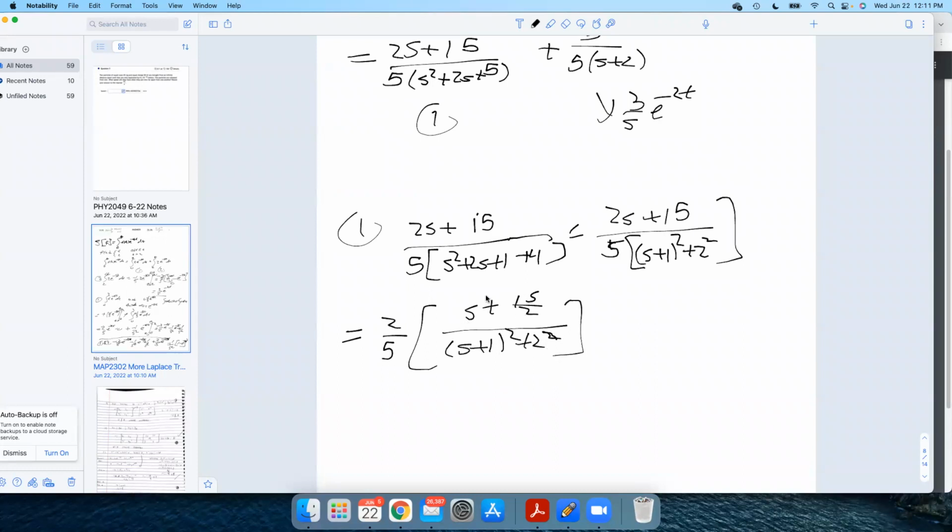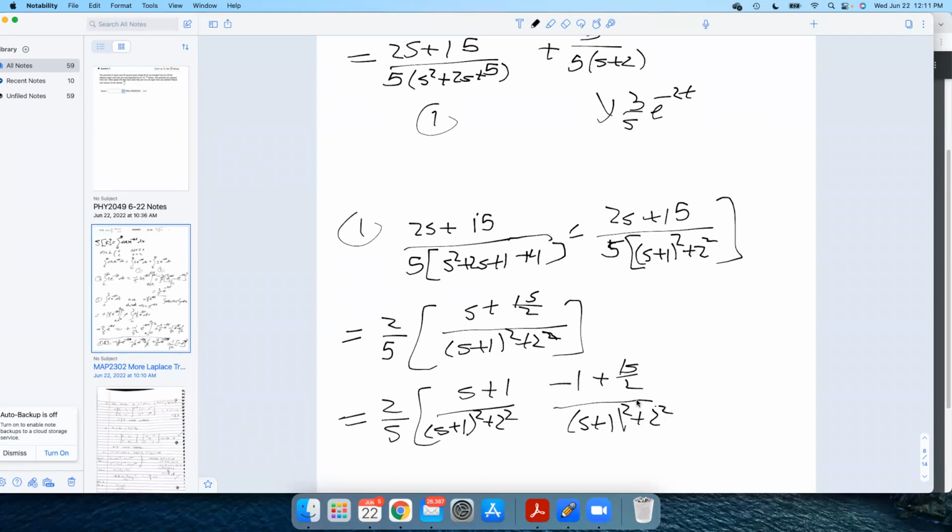I'm supposed to have an s plus 1 here. That's what's in the formula. I've got some extra stuff there. I got to add and subtract a 1, and then split the fraction up. This piece here is going to be a cosine, and it already fits the form perfectly. That's exactly how it's supposed to look. This piece here is going to give me a sine, but I may have to do a little more adjusting to it. And don't forget about this 2/5 out front.